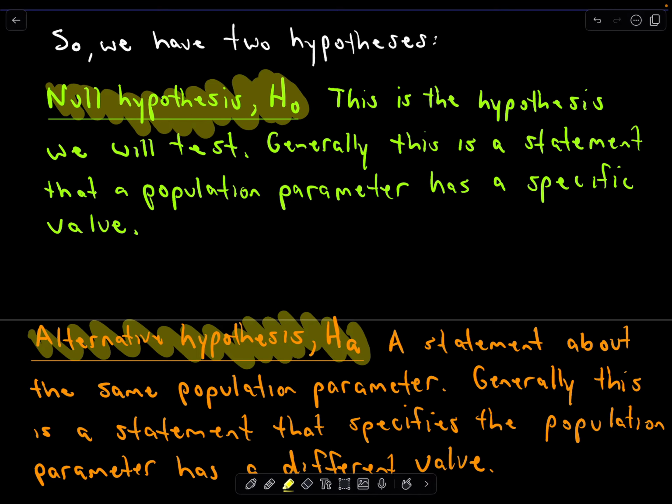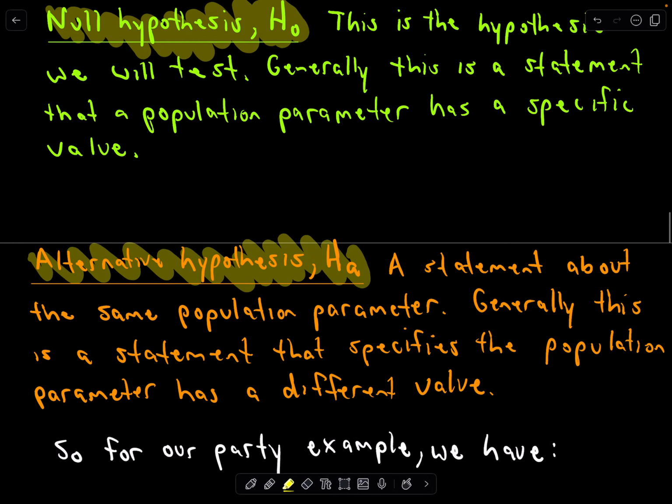And this is the statement that a population parameter has a specific value. And this is what I was saying a second ago. Typically, it's going to be something numerical in nature, is what that statement says. So that's our null hypothesis. Patrick's party is going to be great.